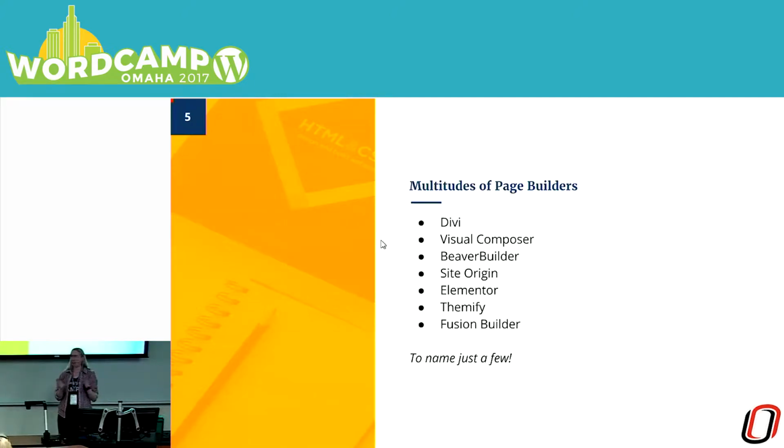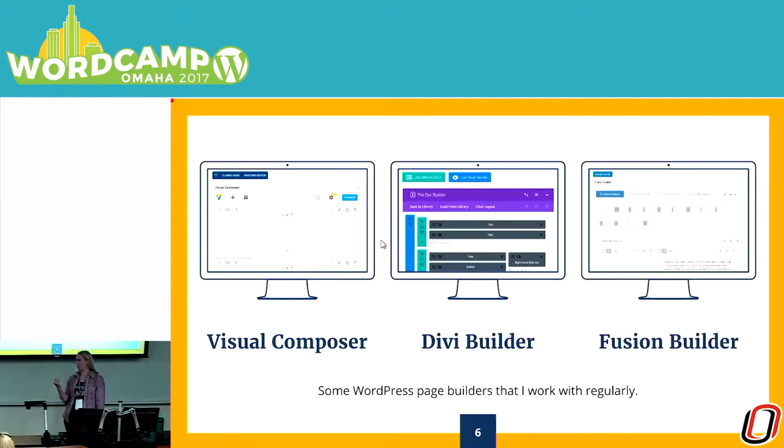So there's a lot of them. This is just a few that either I've heard of somewhere or I've done some type of work with, but I haven't necessarily worked with all of these. The ones I've worked with specifically are Visual Composer, Divi Builder, and Fusion Builder. Those are ones I at least have personal experience with. So if you have questions about those, I can possibly answer them. The other ones I listed, I really won't have any idea how to do stuff with.